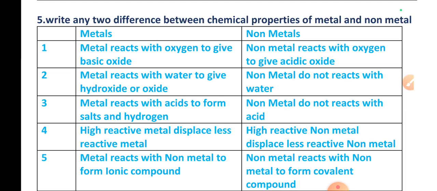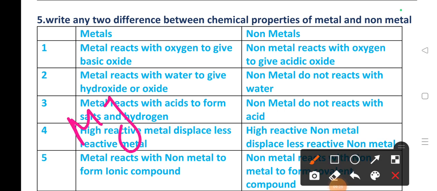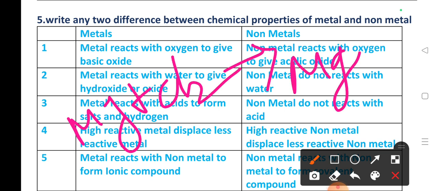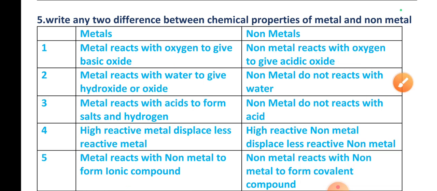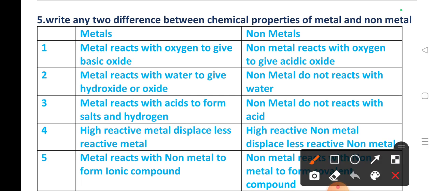Metals react with non-metals to form ionic compounds. For example, magnesium, a metal, reacts with the non-metal chlorine and gives magnesium chloride, an ionic compound. Non-metals react with non-metals to form covalent compounds. For example, oxygen reacts with oxygen.